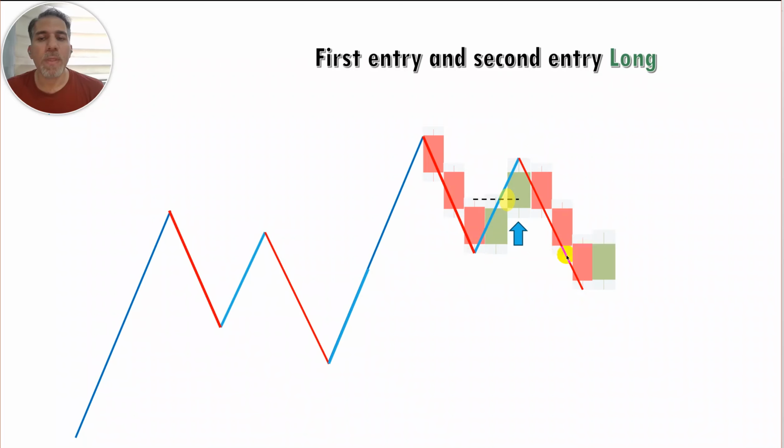Now, it means that buyers are defeated. Sellers are in control for a temporary short time. So now that sellers are in control, what does it mean? It means that the number of sellers, or the amount of lots the sellers have, is more than the amount of the buyers here. Now, what are they looking for? Sellers are looking for buyers. These buyers were not enough for them. They're getting some buyers here by trapping and taking some stops.